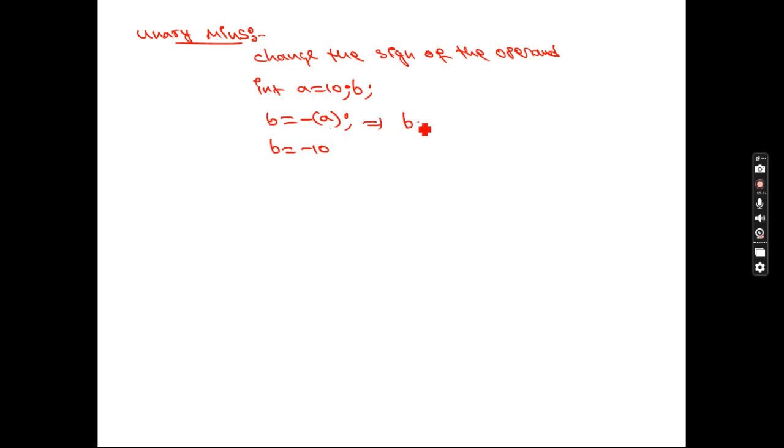So b is equal to minus of a means what? a is 10, so plus into minus, minus. So in b what is stored? Minus 10 is stored. So what did it do? Actually in a what is there? Plus 10 is there. So when I'm keeping the minus sign, what is happening for the a value?